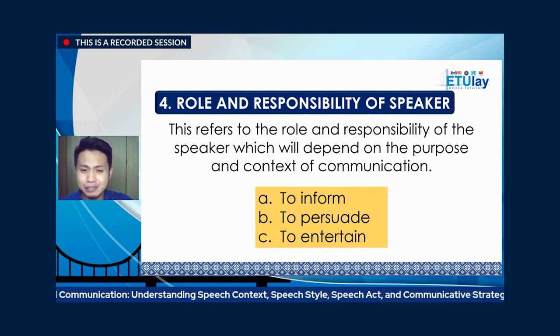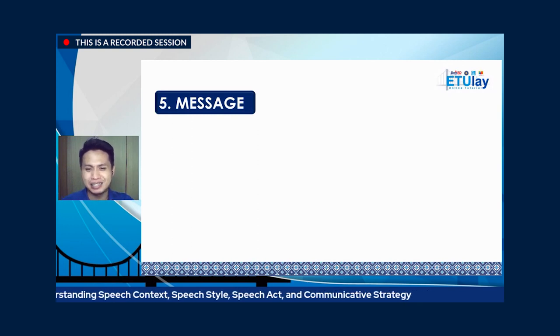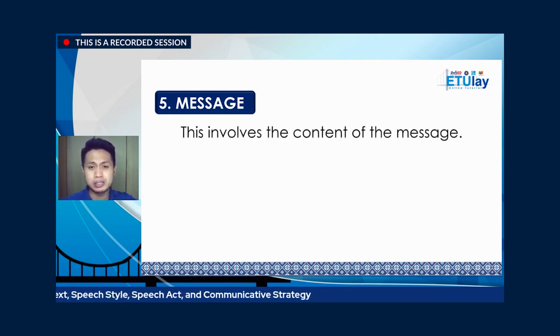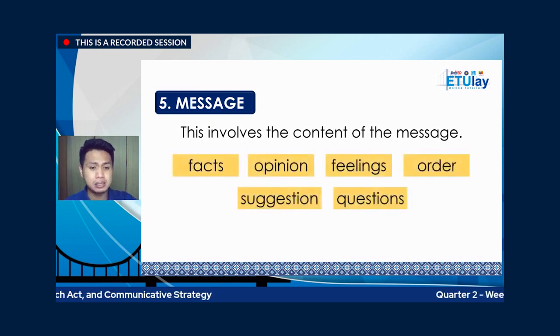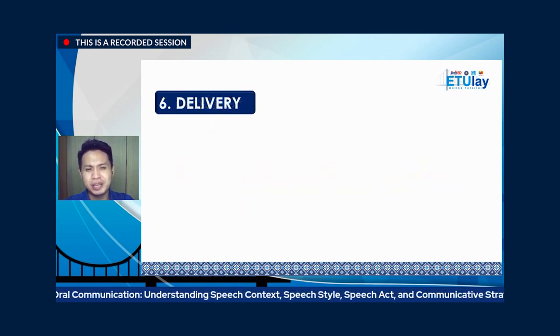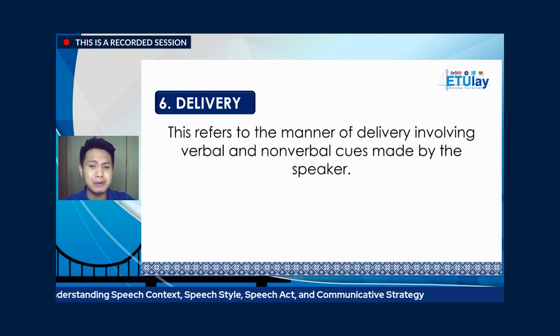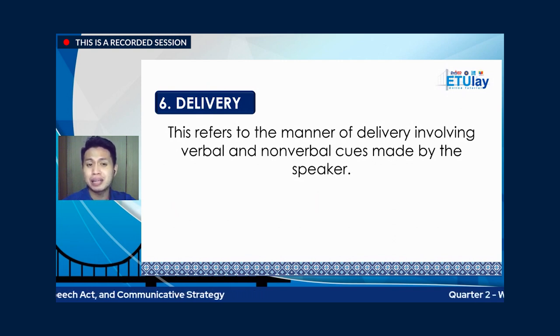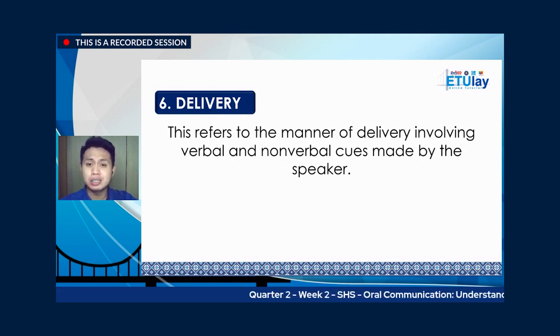Moving on to the next factor, which is the message. This involves the content of the message. The message may be facts, opinion, feelings, order, suggestions, and questions. And finally, the last factor is delivery. This refers to the manner of delivery involving verbal and non-verbal cues made by the speaker. Consequently, we all know that different messages would result to different way of delivery.